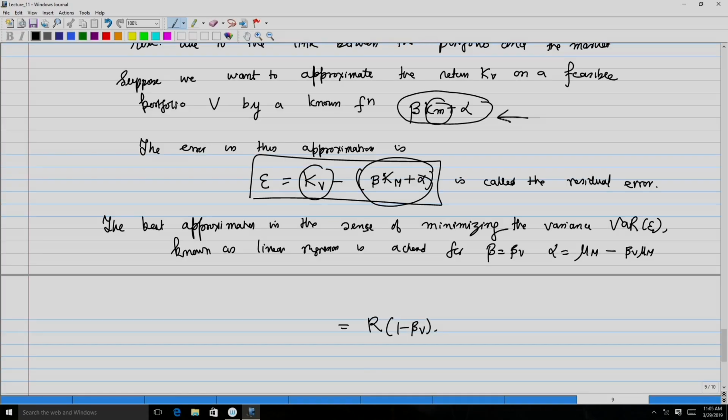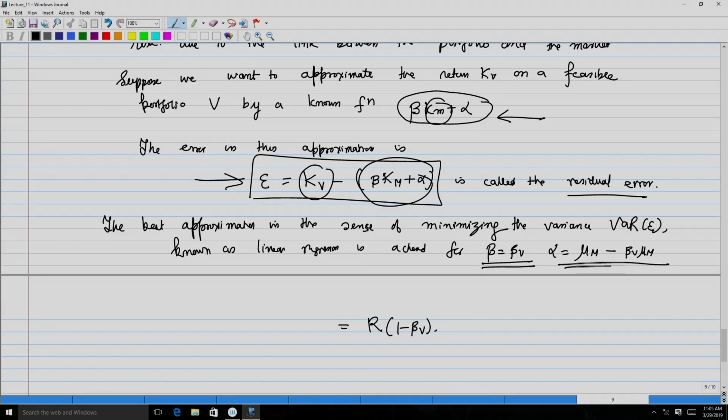So, what we are doing is that basically we are making an approximation to k v making use of this linear relation, and we define the error epsilon as the difference between k v and this linear approximation, and then we take the variance. So, this is the residual error, and in order to obtain the best approximation, we will minimize the variance of this error epsilon and take the derivative with respect to alpha and beta and set it equal to 0, and it turns out that this is achieved for beta equal to beta v and alpha equal to mu m minus beta v mu m, which is also equal to r into 1 minus beta v.